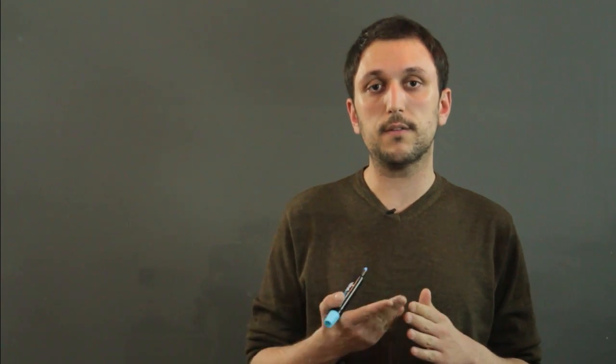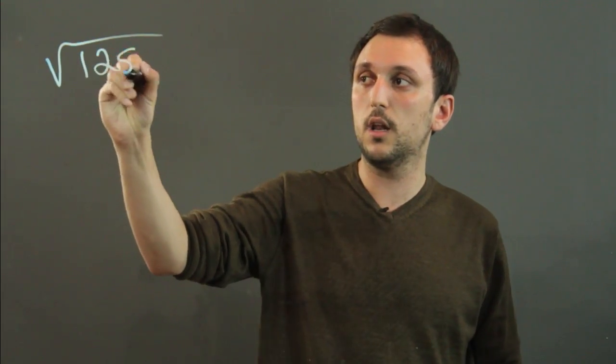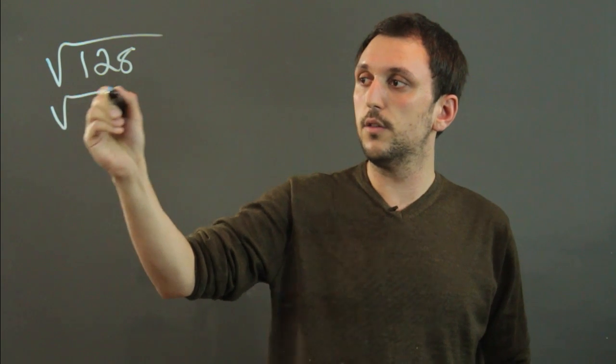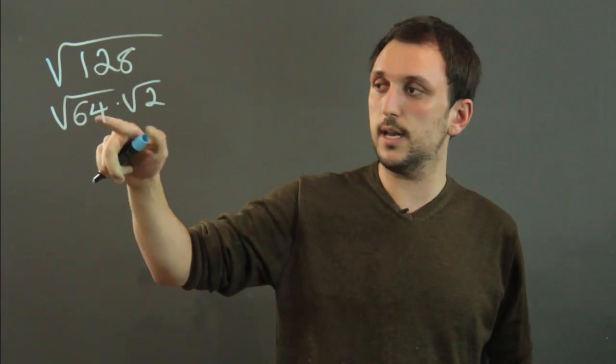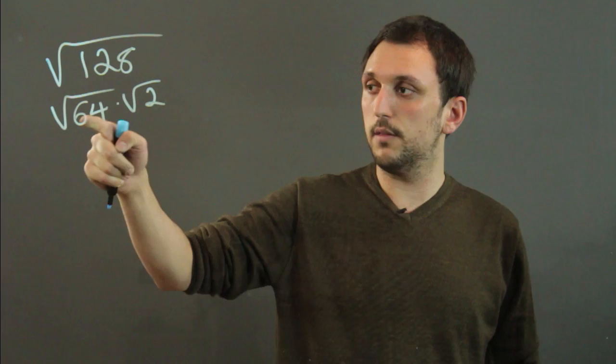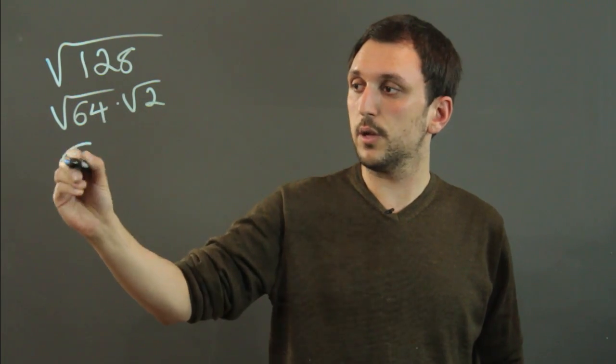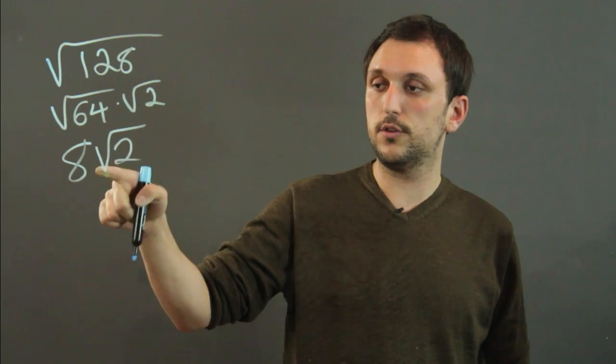Now, the first one is no perfect squares can be left underneath the square root sign. So for example, if we have the square root of 128, you should be looking at it as the square root of 64 times the square root of 2, because 128 is like 64 times 2, and the square root of 64 is 8. So we can just say 8 radical 2.